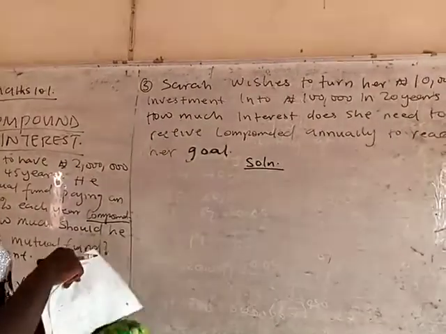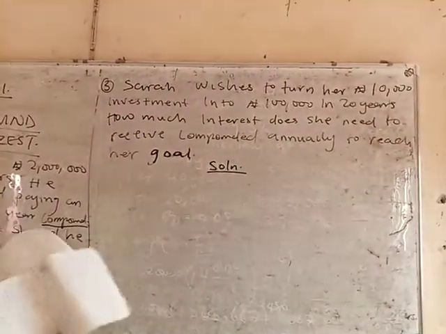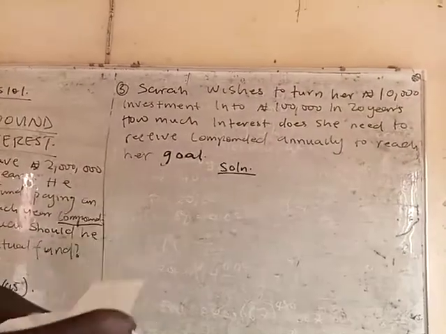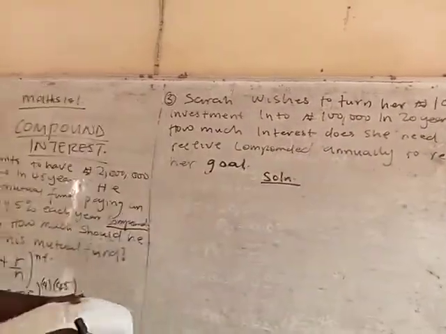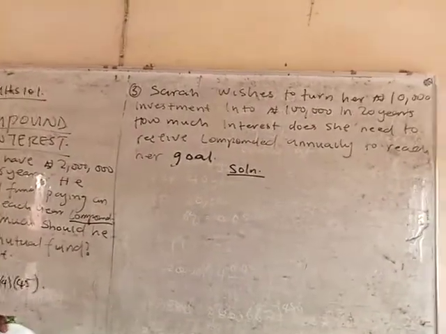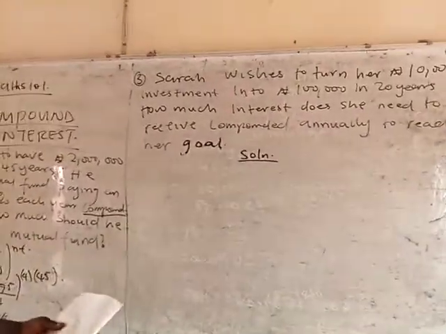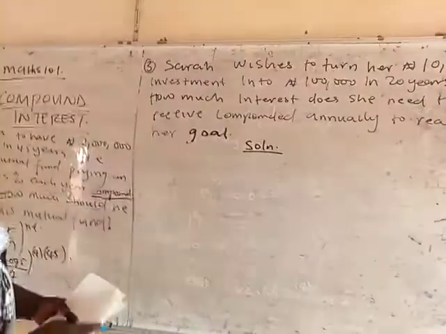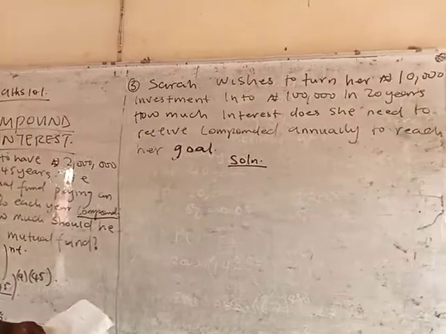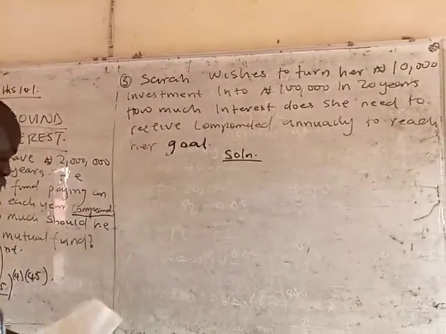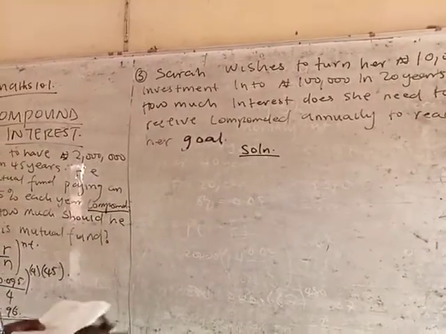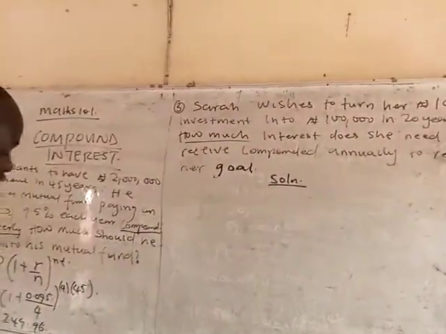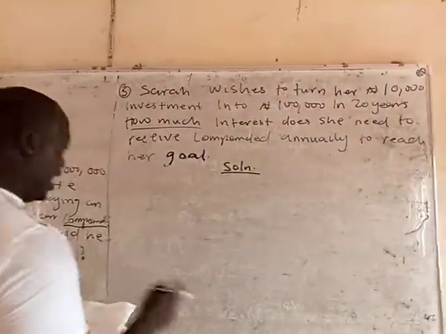Sarah wishes to turn her 10,000 investment into 100,000 in 20 years. How much interest does she need to receive, compounded annually, to reach her goal? Now, what do you need? How much interest does she need, meaning the rate annually, right?